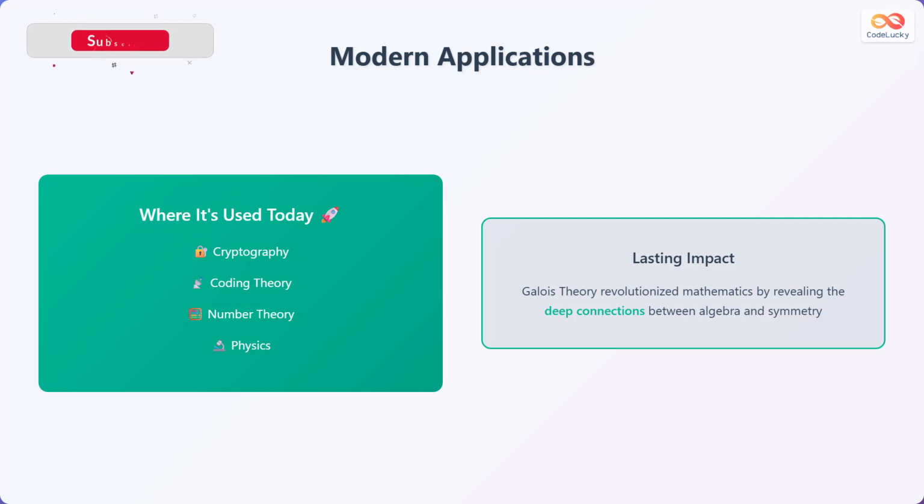Galois theory finds modern applications in various fields, including cryptography, coding theory, number theory, and physics. Galois theory has had a lasting impact by revolutionizing mathematics and revealing the deep connections between algebra and symmetry.